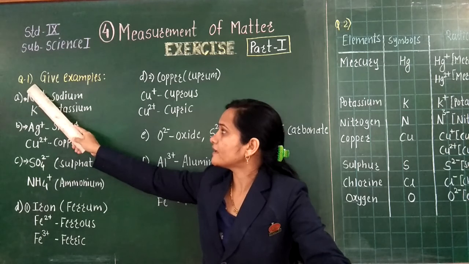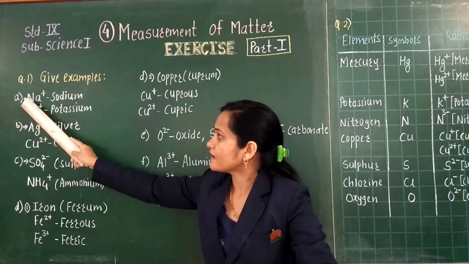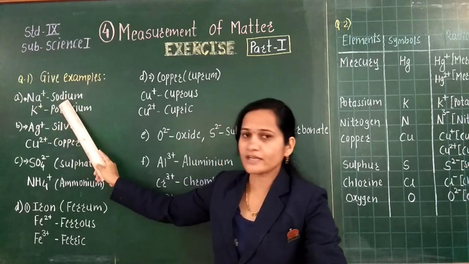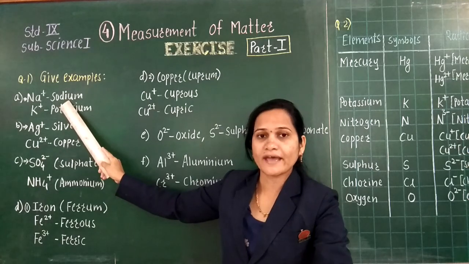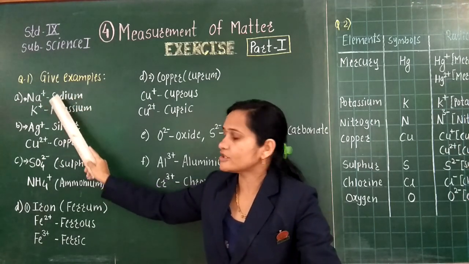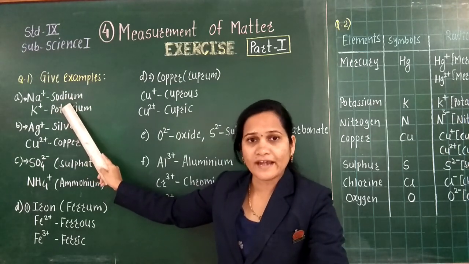See question number 1: Give examples. In that, the first question A, the answer is Na plus, sodium, because sodium has a positive charge. An atom of sodium has a positive charge there, so it is an example of a positive radical.